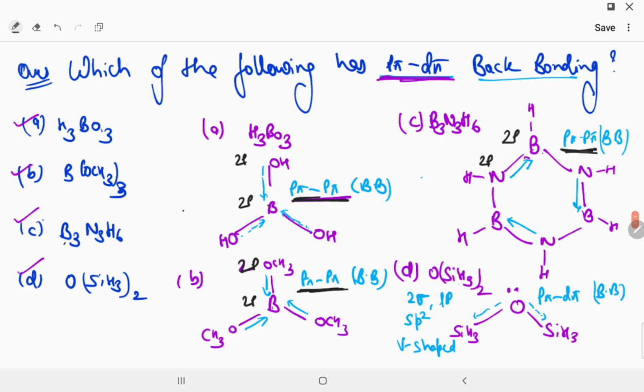But if you see O(SiH3)2, oxygen is a second period element but silicon is a third period element and has a vacant orbital. So it will show back bonding but it is p pi d pi back bonding. So in this, oxygen hybridization is sp2 because of two sigma bonds. This is sigma, this is sigma, and one lone pair is present because the other lone pair participates in the back bonding. So one lone pair is present only. So the shape is V shape. So we can say our correct answer is D, not C, not B, not A.